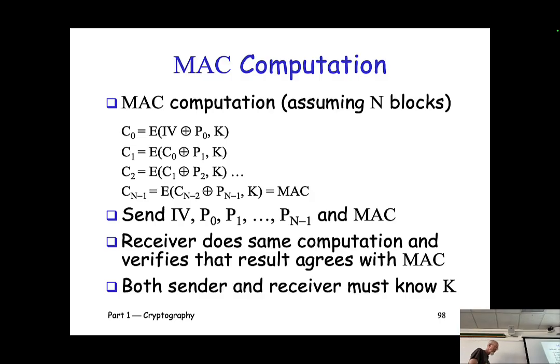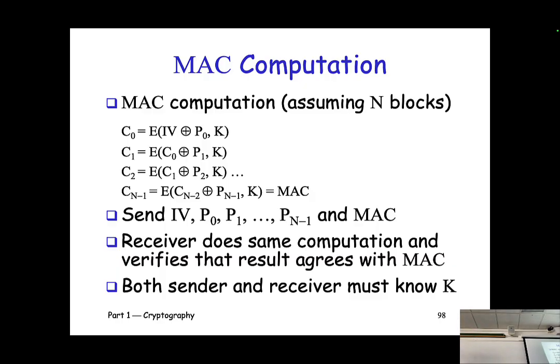We're going to do the same process that we do with CBC mode encryption. We generate an IV, XOR with the first plain text block, encrypt with the key K that we've shared in advance, and just go through that process. When you get to the very last block, we'll call that the MAC. Then what is sent from Alice to Bob is the IV. Bob has to know the IV to get the process started. You send the plain text blocks, and you send the MAC. So two extra blocks, the IV and the MAC, along with the plain text. What does Bob do when he receives this?